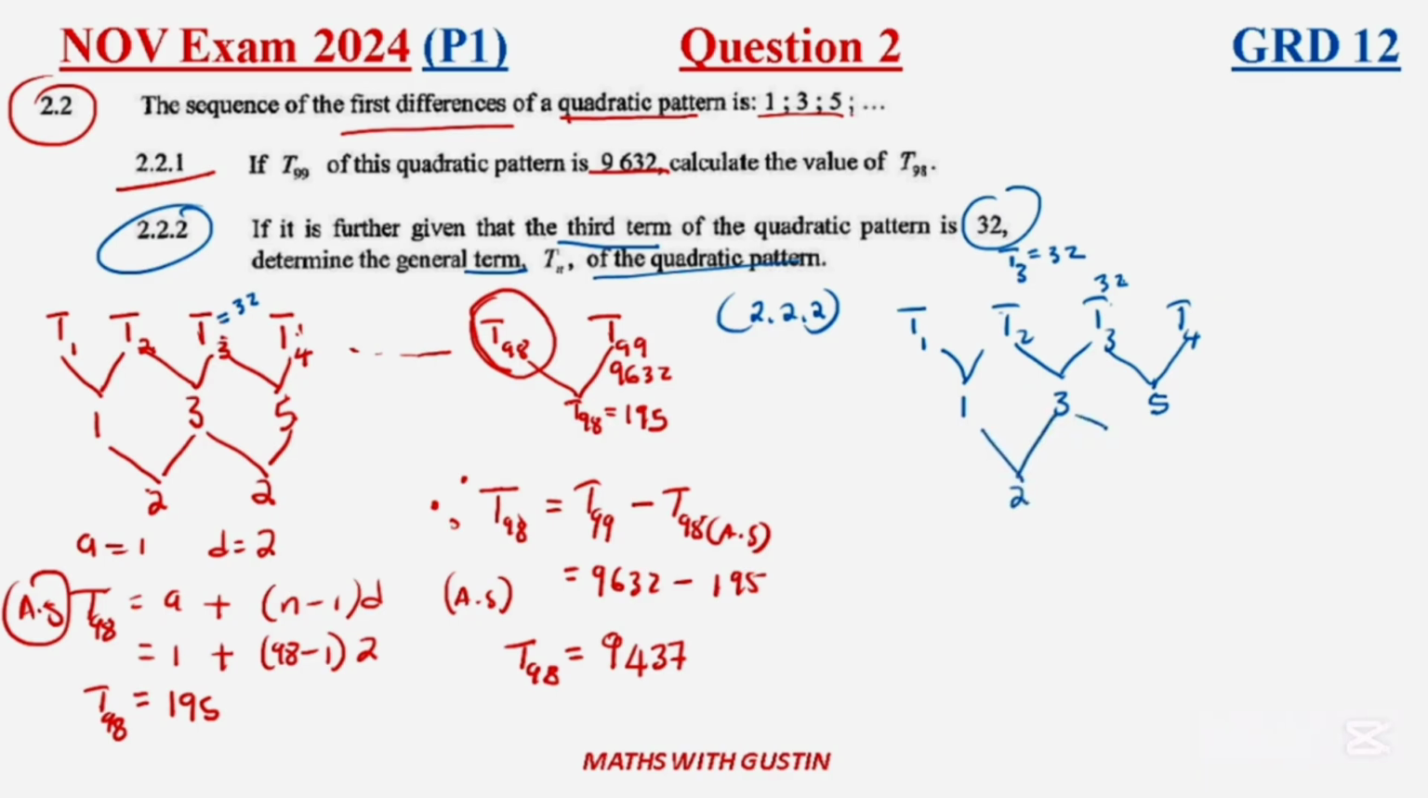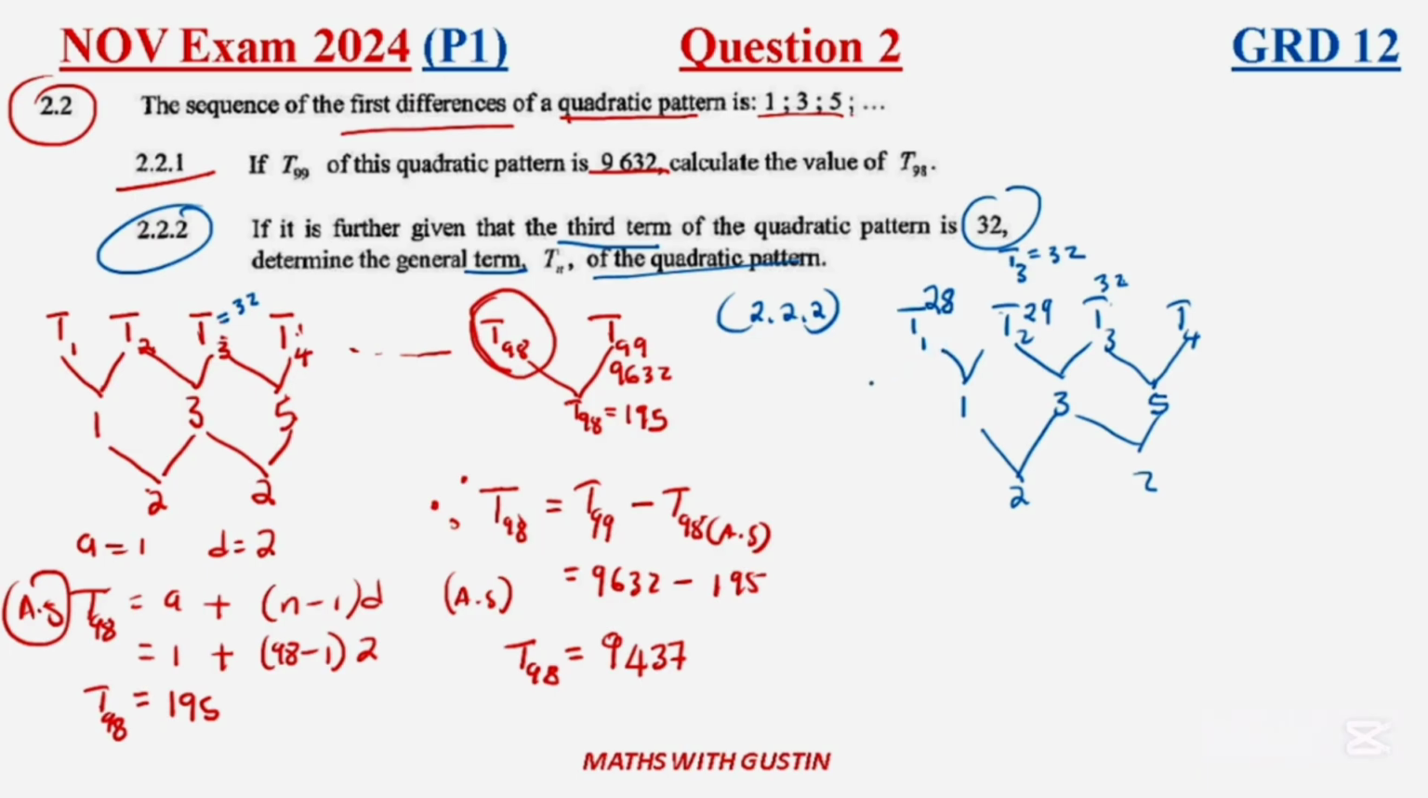You're gonna have 2 there. Common difference here is 2. So if they say the third term of the quadratic pattern is 32, you need to go backwards. This one minus 3 should give us how much? Okay, so 32 minus 3 is giving us 29. There is 29 from 32, therefore this one minus 1 is going to give us 28. Okay, great.